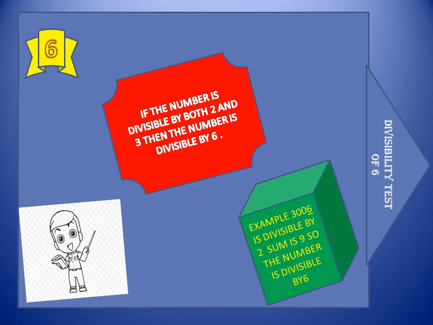The digit at the ones place is 6, which is an even number. So obviously, it's divisible by 2. When you sum the digits 3 plus 0 plus 0 plus 6, the answer is 9. That means 9 is in the table of 3, so it's also divisible by 3. So the given number is divisible by both 2 and 3. So 3006, we say it is divisible by 6.